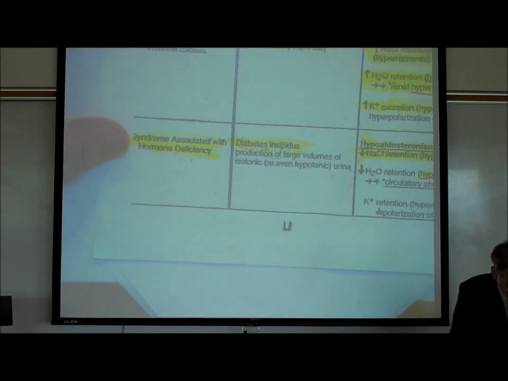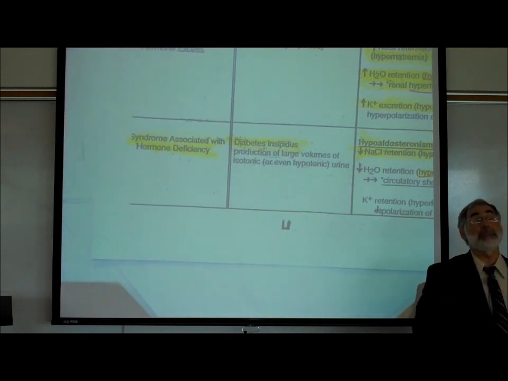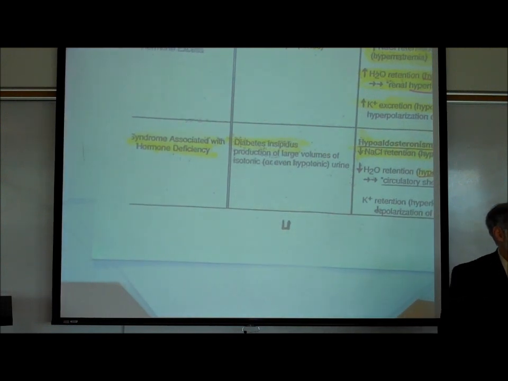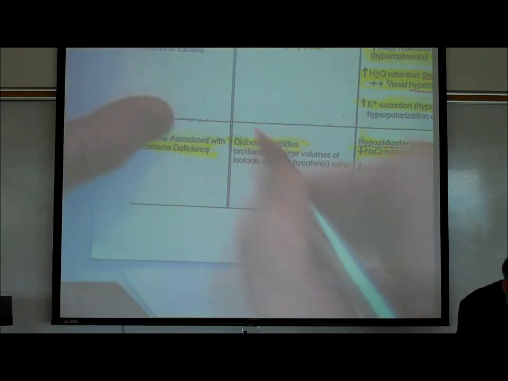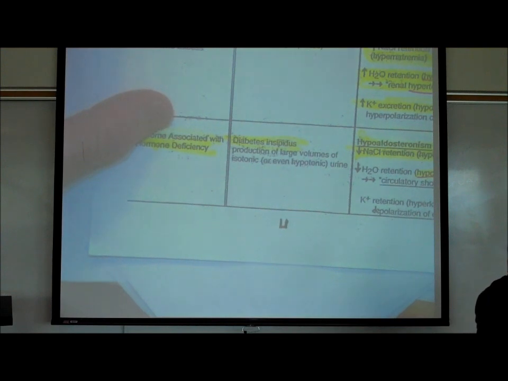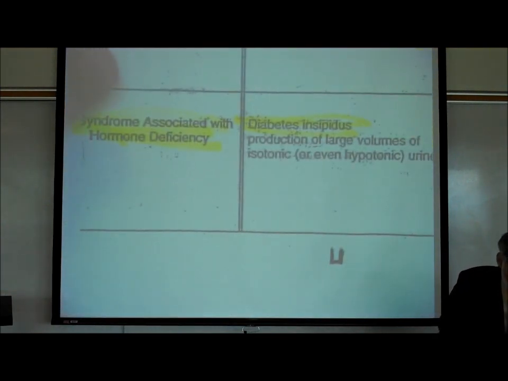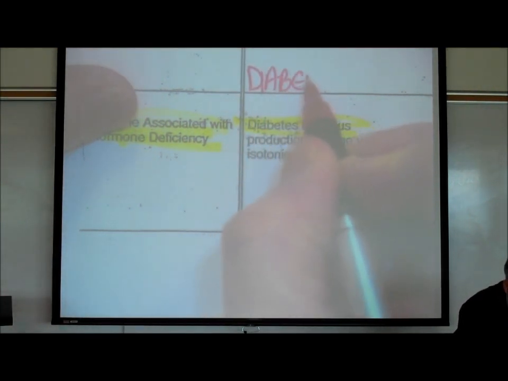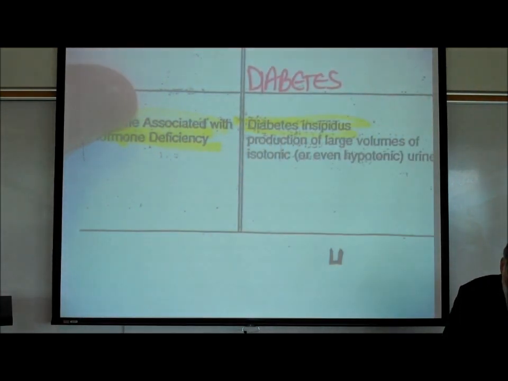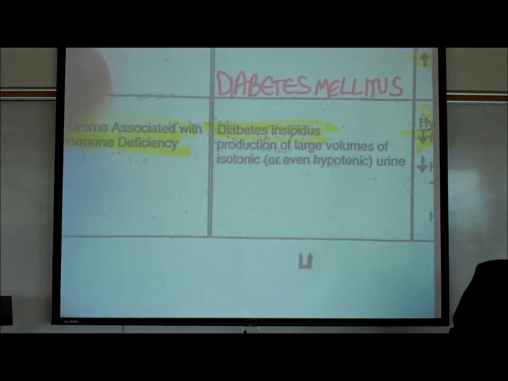So what does the word diabetes mean? The word diabetes means to pee a lot. It means to urinate. That's what it means. It's a Greek word, and it means to urinate. That's what diabetes means. Now, some of us are getting really confused. So I want you to know there are two types of diabetes. Two very different types of diabetes.